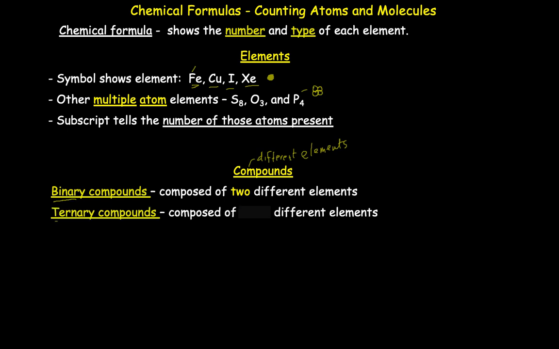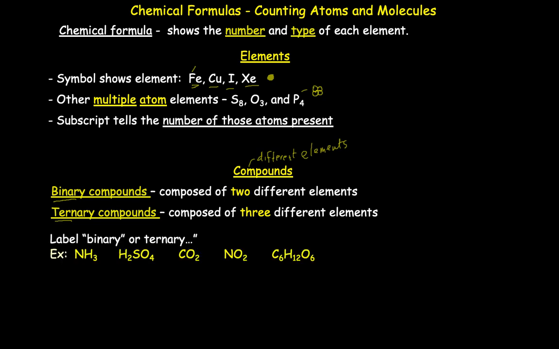And ternary compounds, well, you probably guessed that. That would be 3 different elements. So again, the key is different elements, because if you were bonded to the same element, you'd still be an element, right? All right, so if you were to label binary or ternary here, you could pause the video. I'll give you a second to pause it, and you can label those.